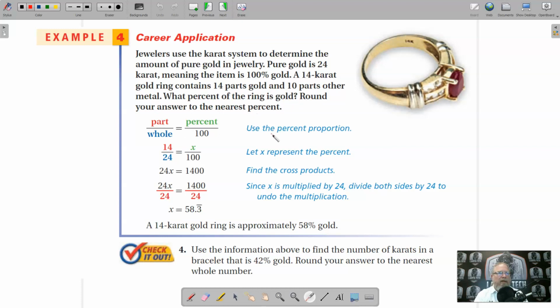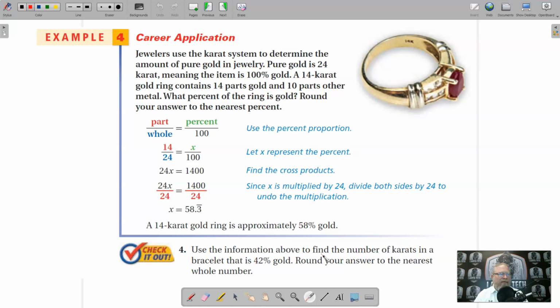So we're using the proportion method. Part is to whole as percent is to 100. So 14 is the part, 14 carats. The most carats it can be is 24, so 24 is the whole. The percent is the missing part. Let's go ahead and do cross products. 14 times 100 is 1400. And x times 24 is 24x. Divide both sides by 24, we get just x. 1400 divided by 24 is 58 point repeating 3. So that means that a 14 karat gold ring is approximately 58% gold.